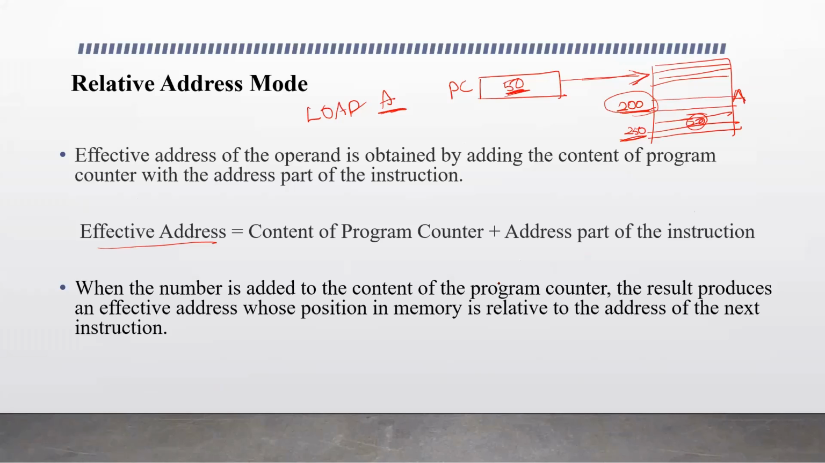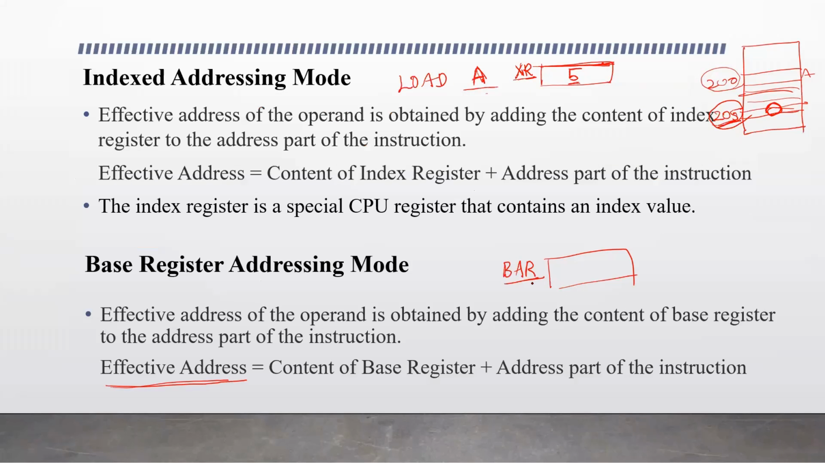We use some computation here to calculate the effective address. In relative address mode, the content of the program counter is added to the address part of the instruction. In indexed addressing mode, the content of the index register is added to the address part of the instruction to get the effective address, that is the address of the operand. And in base register addressing mode, the content of the base register is added to the address part of the instruction to get the effective address.